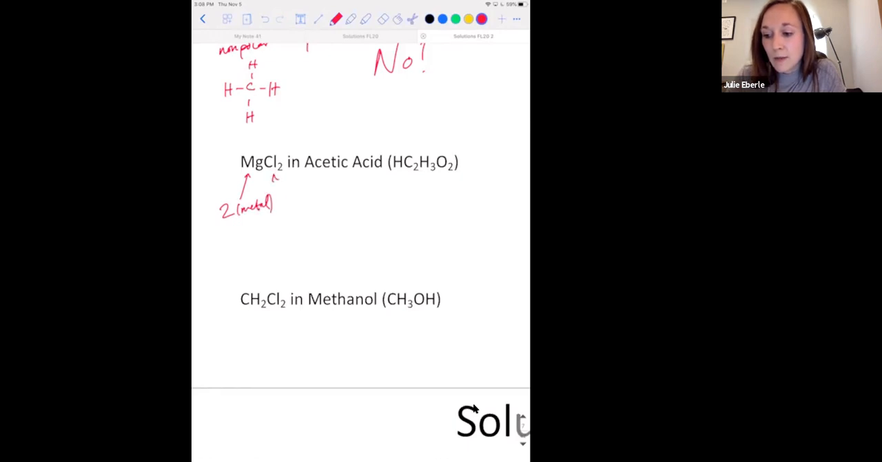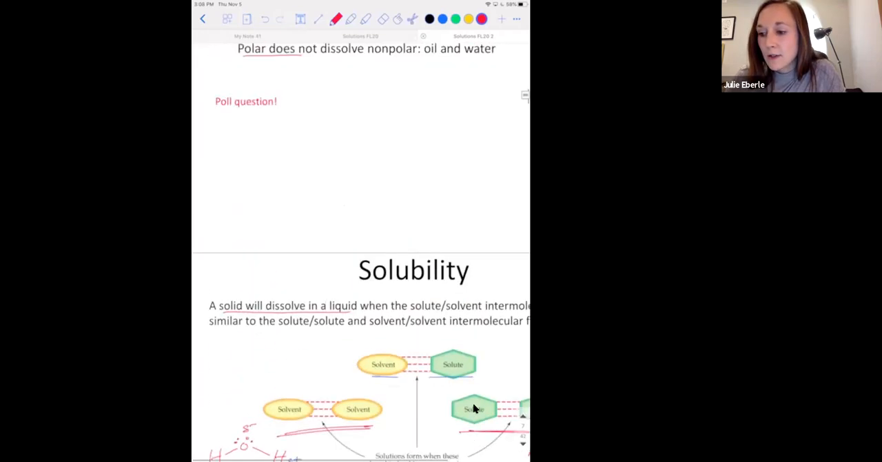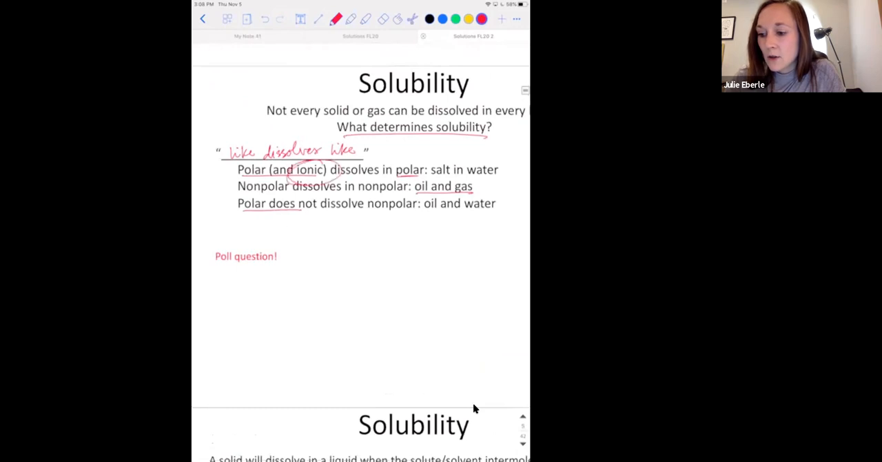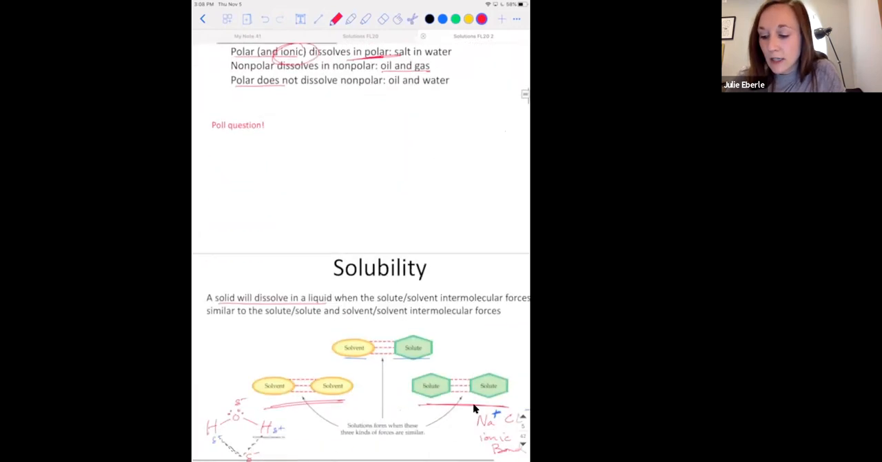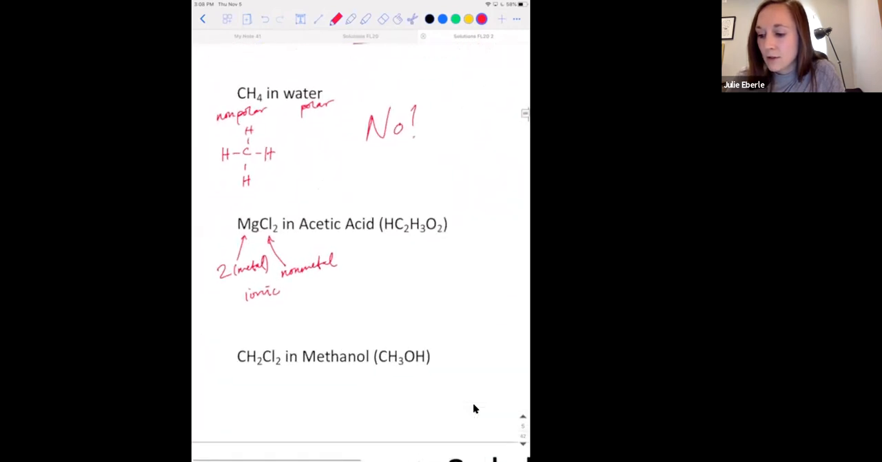And chlorine is main group 7. It's a nonmetal. What kind of substance do you have when you have a metal and a nonmetal? Dakota said it. It's ionic. Okay. So up above where we said like dissolves like, we said ionic substances only dissolve in polar solvents. So if our solvent is polar, then yes, it will dissolve. If it's nonpolar, no, it won't.